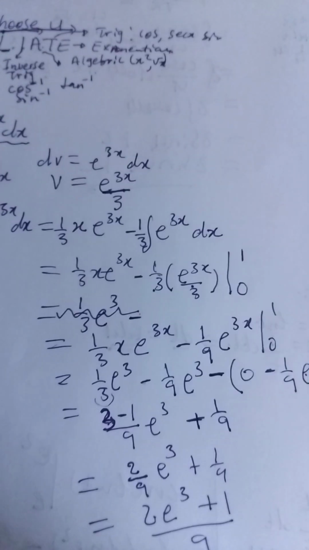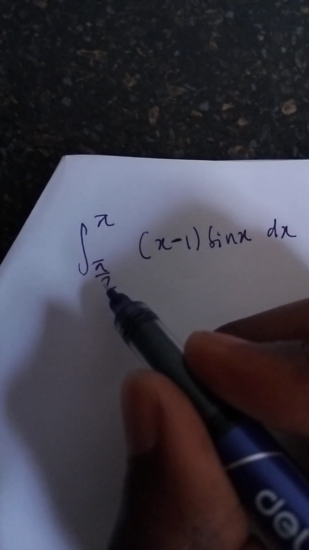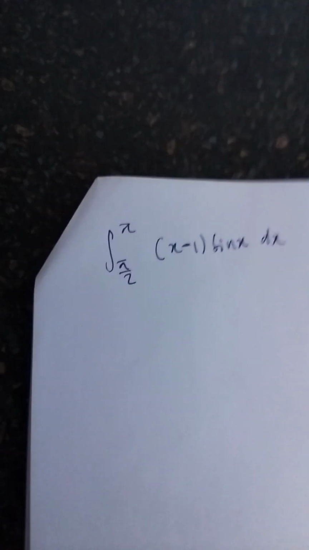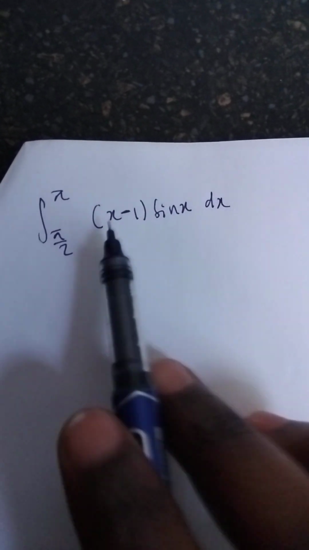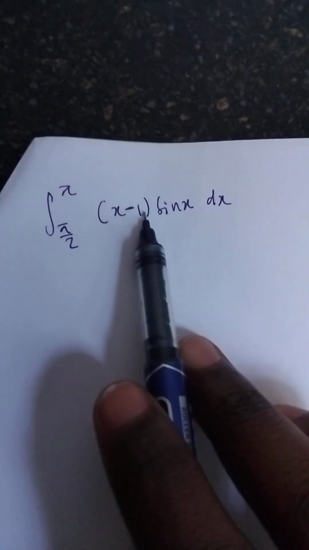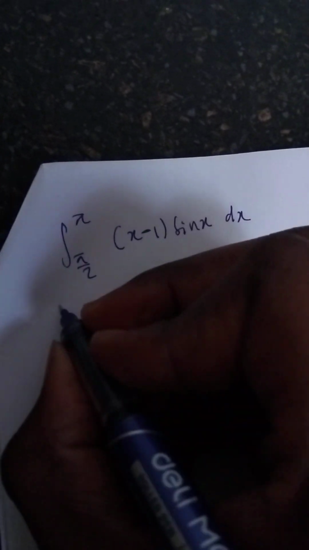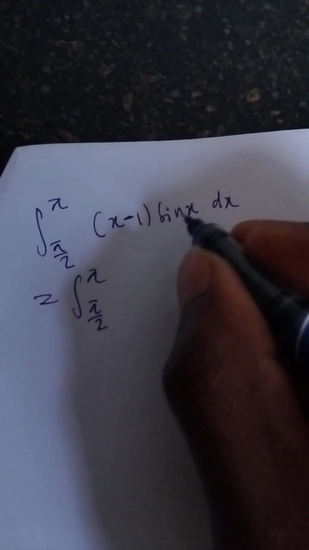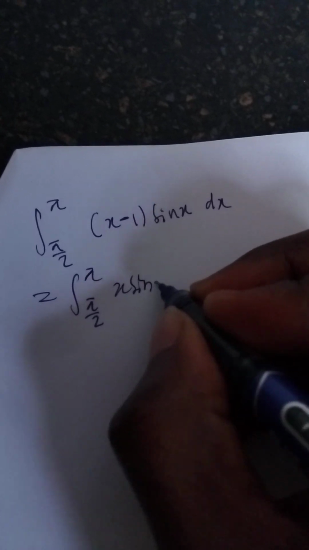So let's do another example. Let's say we are given the integral from pi over 2 to pi of x minus 1 times sine x dx. Okay, so we first have to simplify here, multiplying sine x by x and also by minus 1. So we have from pi over 2 to pi, sine x times x is just x sine x, then minus sine x, then dx, just like that.